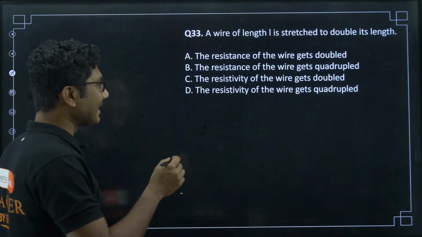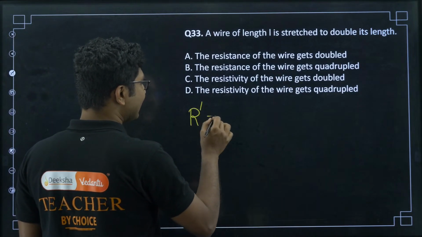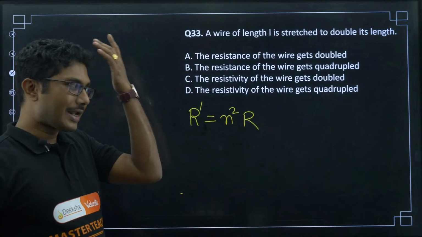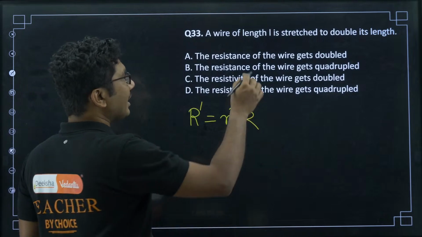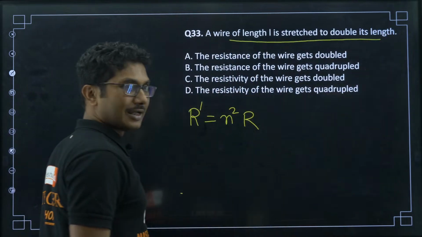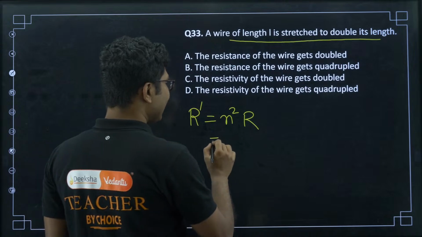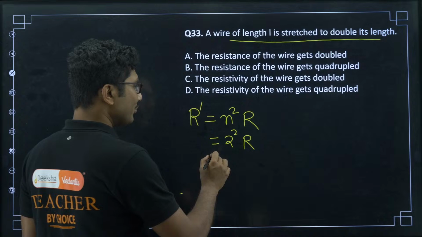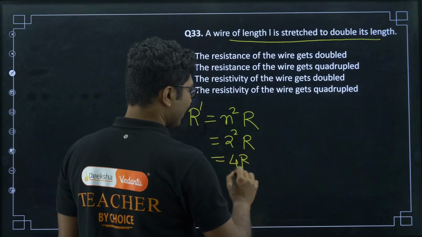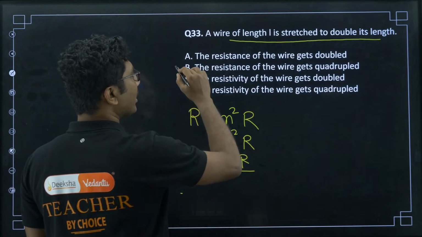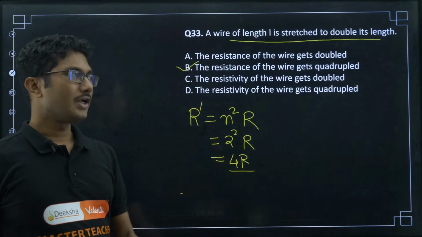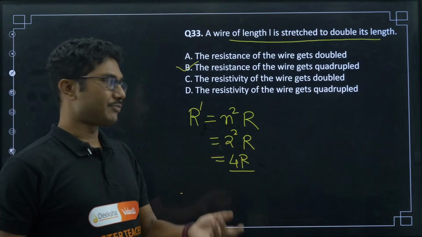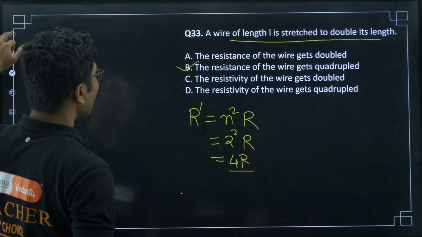So we already said that resistance is basically N square R, right? We have already solved it. So length is stretched double means it will be 2 square into R, right? So 2 square is 4 into R. So the resistance will be quadrupled. Quadruple means 4 times. Quad means 4, right? So definitely resistance will be quadrupled.